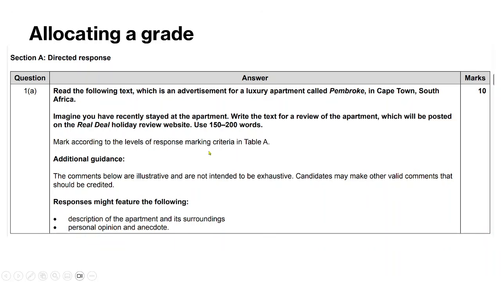They tell us that we need to give marks based on table A, and we're going to look at that in a minute. Then they say these are some of the things that students should be thinking about. It's not everything, but it's some of the things. Students can make any other valid comments that should be credited. So we've got to know the text. So we were expecting as a review, a description of the apartment, the description of its surroundings, some personal opinion and an anecdote. And I want you to look at these bullet points. These are key conventions. If you don't know your key conventions, you're going to be nobbled.